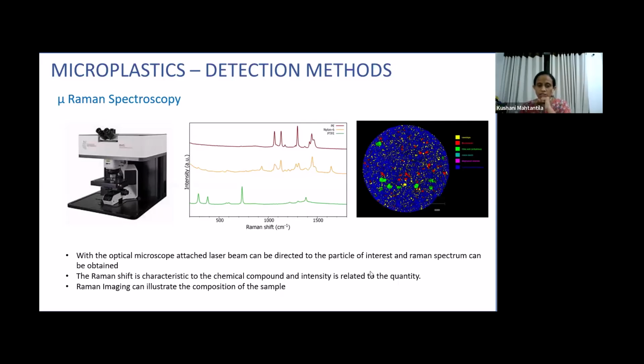And Raman spectroscopy, using the micro Raman spectrophotometers, we can analyze particles as small as 10 micrometers. We can analyze the particle, reduced down to 10 micrometers.